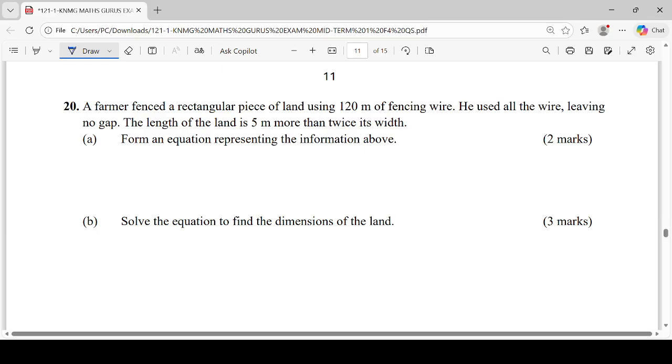A farmer fenced a rectangular piece of land using 120 meters of fence. He used all the wire, leaving no gap. The length of the land is 5 meters more than twice its width. Form an equation representing the above information.